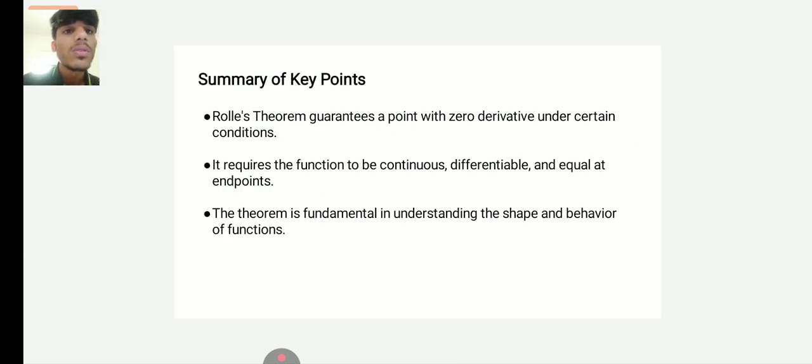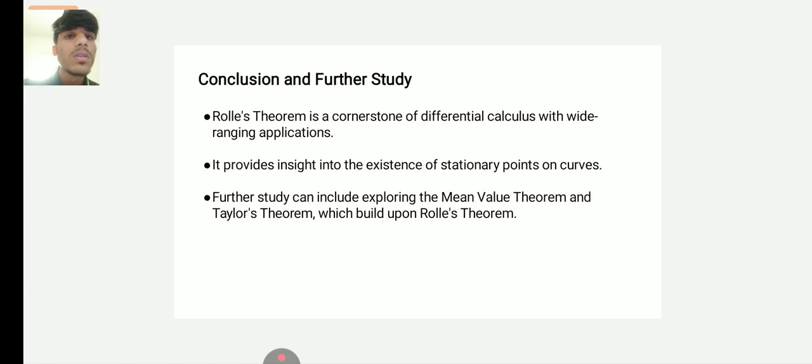Summary of key points. Rolle's theorem guarantees a point with zero derivative under certain conditions. It requires the function to be continuous, differentiable, and equal at the endpoints. The theorem is fundamental in understanding the shape and behavior of functions.